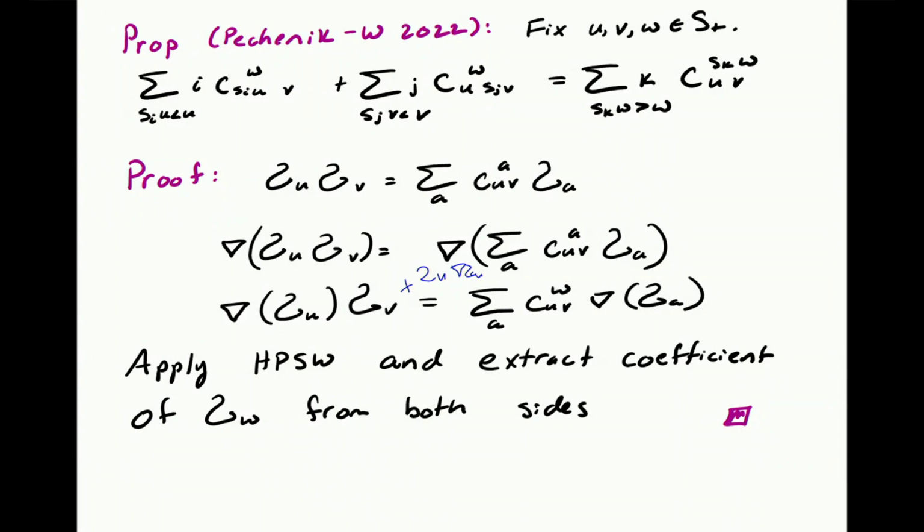And so we can apply this formula from before, and we can go down our chains in our weak order. And then we extract the coefficients of the Schubert polynomial for W from both sides. And what we end up with is this thing here. So these i's are telling us, well, I stepped down in S_i. And these j's are saying I stepped down S_j. Over here, to keep the degrees even, we're stepping up with S_k. And so we get these linear relations among Schubert structure constants.